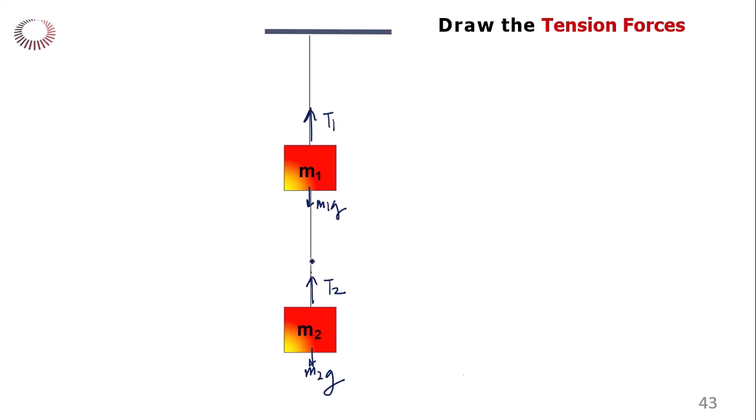And since this string is an ideal string, from this point there is another tension, T2, acting downward. Why? Tension should always be the same if the string is an ideal one. So these are the different forces acting on M1. These are the different forces acting on M2. So whenever I mark the forces, I can now see what are the different forces acting on this body.